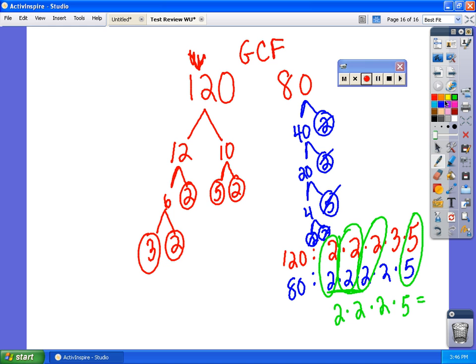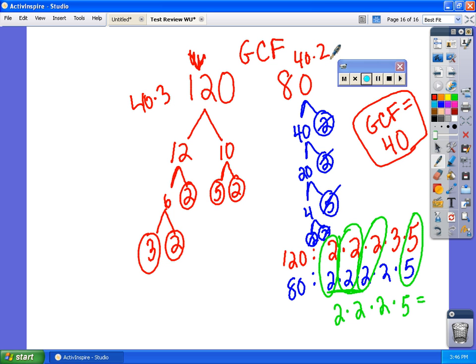So the greatest common factor of 80 and 120 is 40, which again, you might have gotten if you just said, okay, well, 40 times 3 gets me 120, and 40 times 2 gets me 80. But you would have had to make sure that was the greatest number. And the prime factorization ensures that you get the greatest number that goes into both of them. Right?